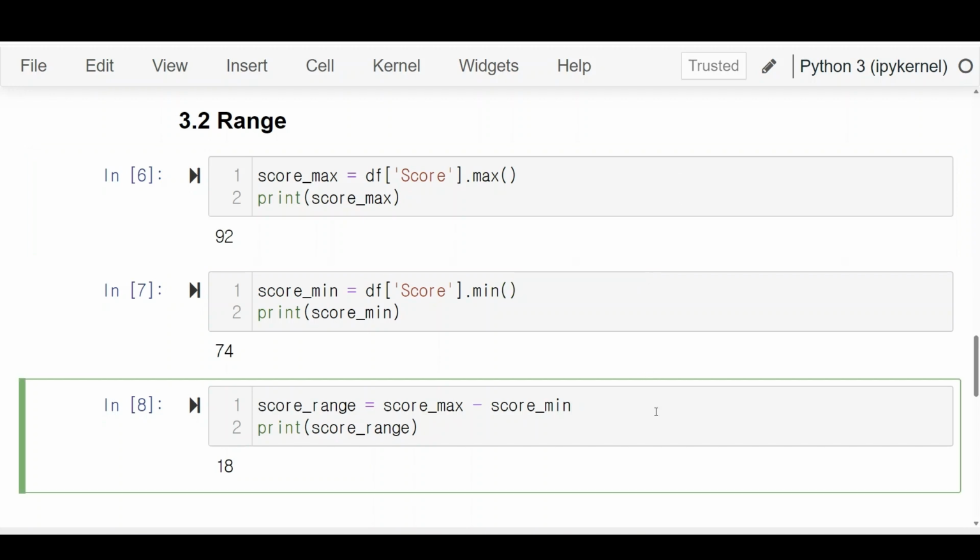Finally, we subtract the minimum from the maximum to get the range. Here, 92 minus 74 equals 18. The range tells us the full span of our data, from the lowest to the highest score.